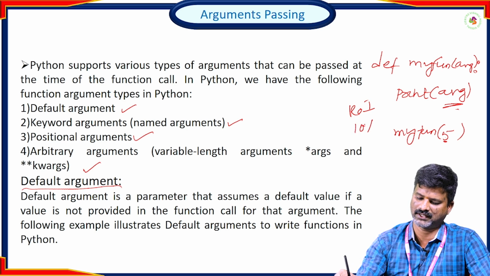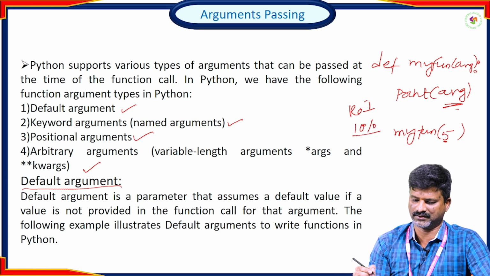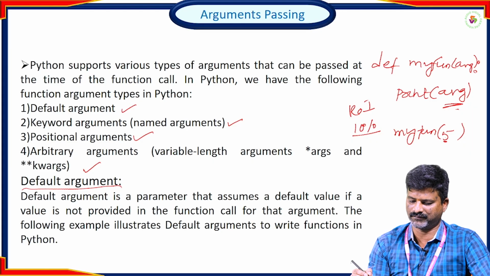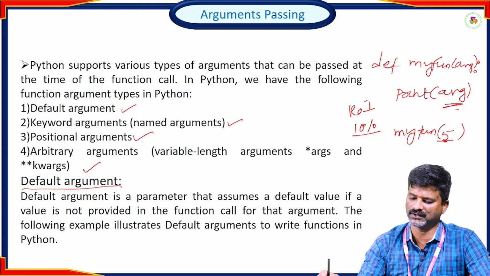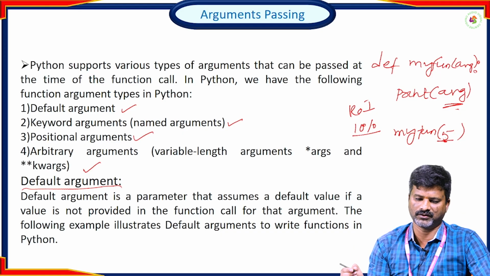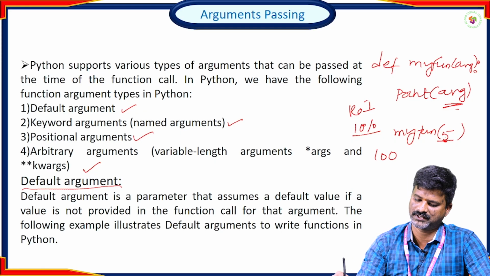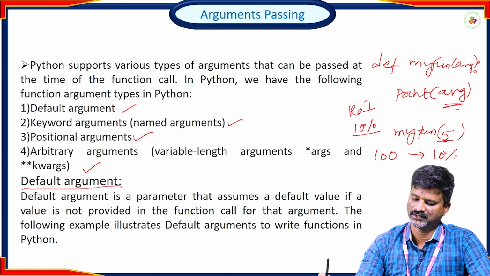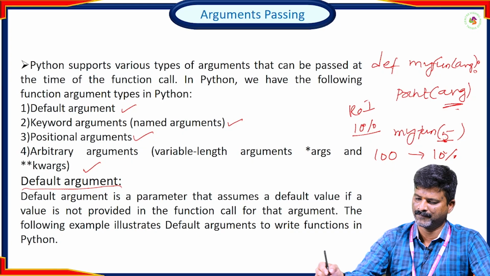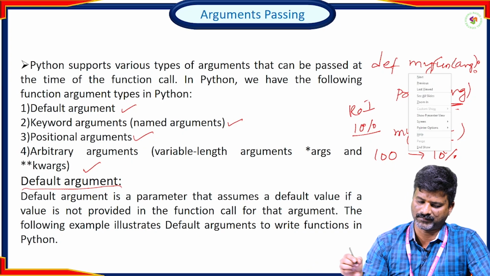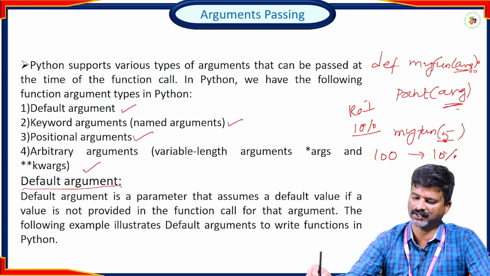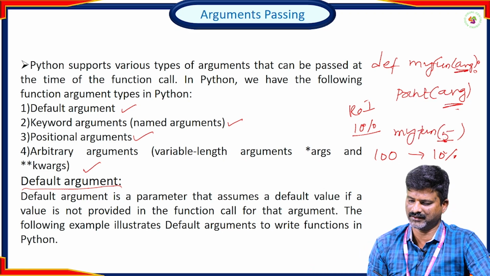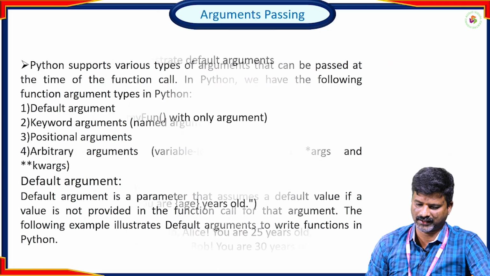Suppose a 10% or maybe 15% rate of interest is fixed. I don't want to pass it for every customer. I am passing just the name of the customer and the bank ID, only these two parameters. The third parameter I don't want to pass. For example, for the first 100 members, the rate of interest is 10%. So in that situation, I am using the default arguments concept. Whenever I define a default value, I am taking this default argument. Let us see that example.